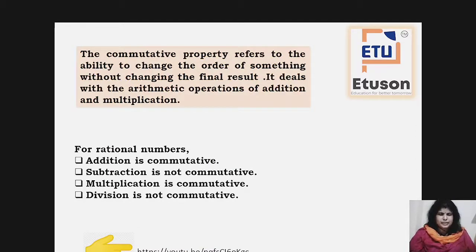Then coming to the commutative property. Basically, if you denote it, A plus B should be equal to B plus A. The commutative property refers to the ability to change the order of something without changing the final result. It deals with the arithmetic operations of addition and multiplication. So what conclusions have we got? We have already solved some examples, and we have proved that addition is commutative, subtraction is not commutative, multiplication is commutative, and division is not commutative in case of rational numbers. For further details, please go to the following link.